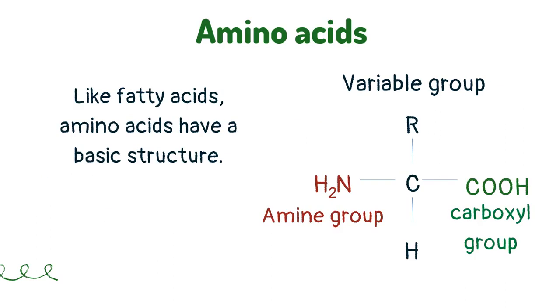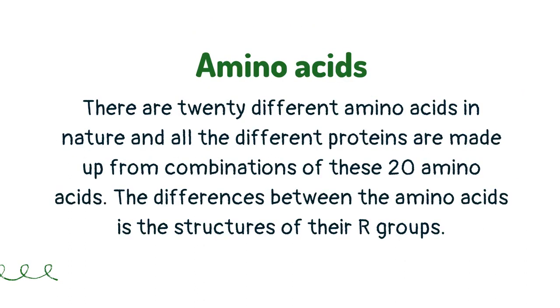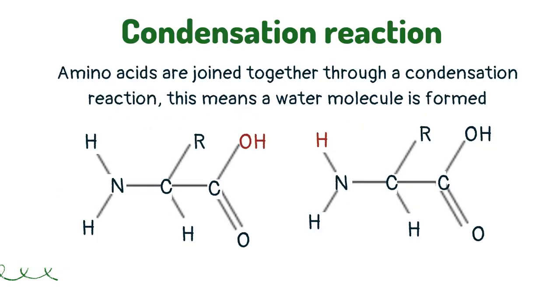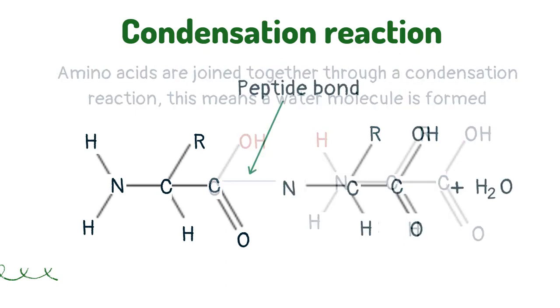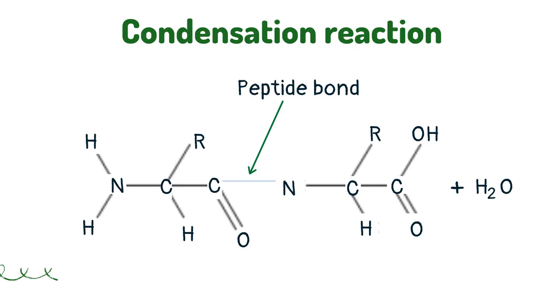Like fatty acids, amino acids have a basic structure. There are 20 different amino acids in nature, and all the different proteins are made up from combinations of these 20 amino acids. The differences between the amino acids is the structures of their R groups. Amino acids are joined together through a condensation reaction. This means a water molecule is formed. A peptide bond is formed between the C and the N.